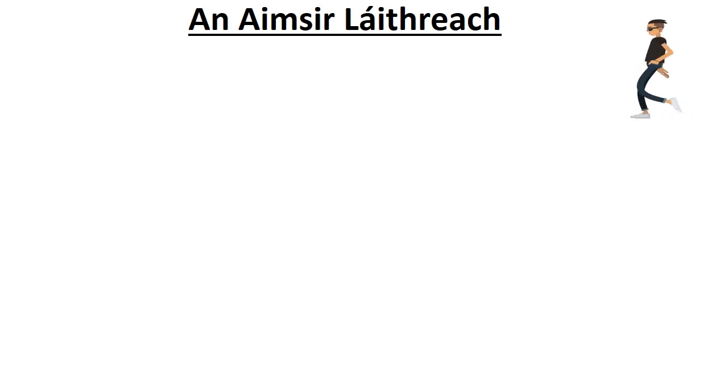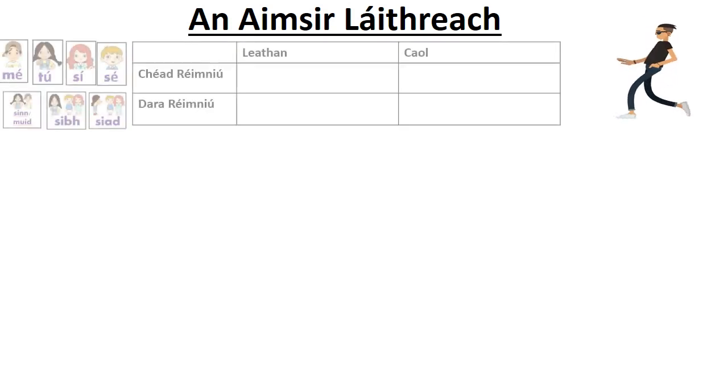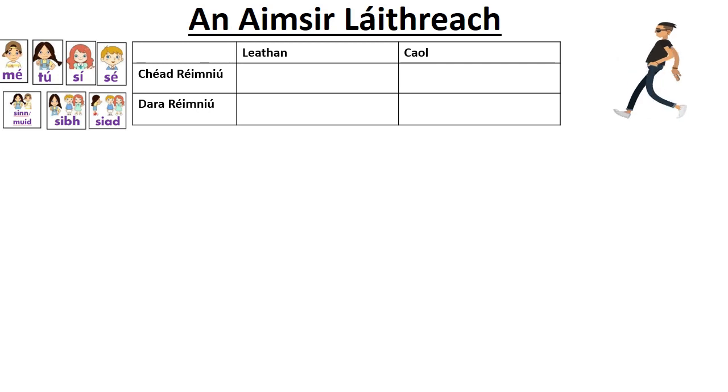Anois, an aimsir láithreach, the present tense. Remember, not I am going to the shops, more like I go to the shops every week. Now, we have an ending in the aimsir láithreach, and we use that ending for mé, tú, sé, sí, sinn, muid, sibh, and siad. We can use this ending for any of them, okay?